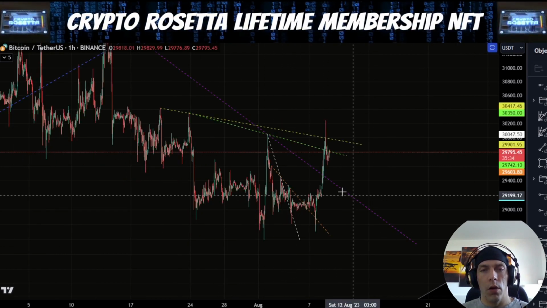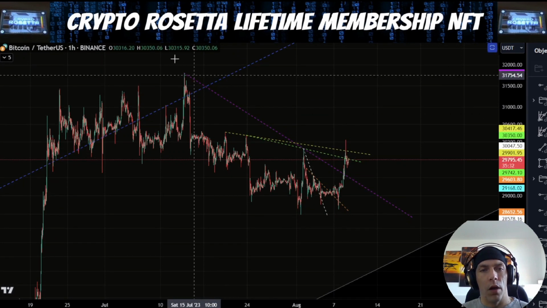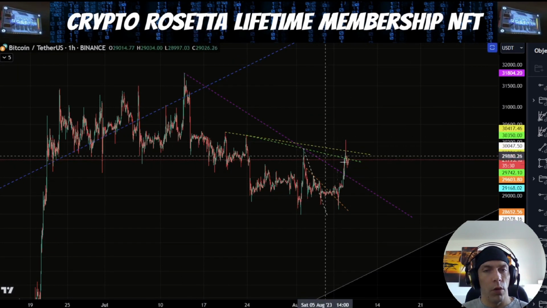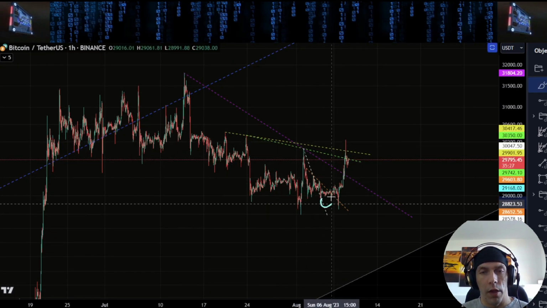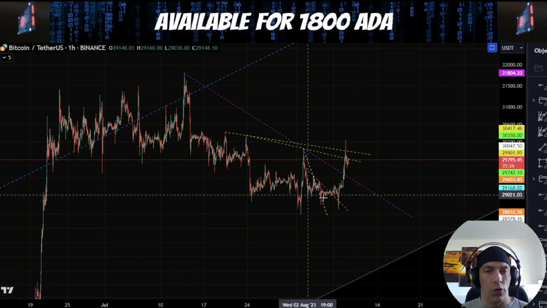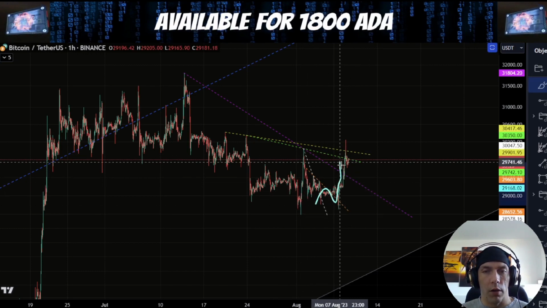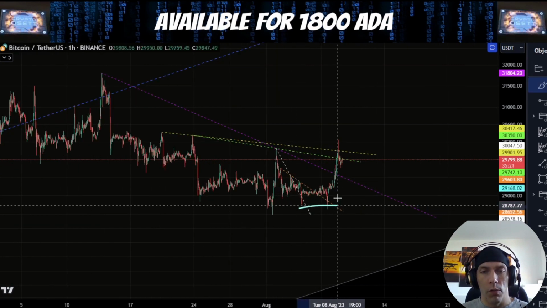Now, we also are moving up above these diagonal resistance lines that we were talking about in the previous videos. We're saying, you know, over here, that if we are going to see the bullish count continue, we need to start working our way through these. We have moved through these lower ones.